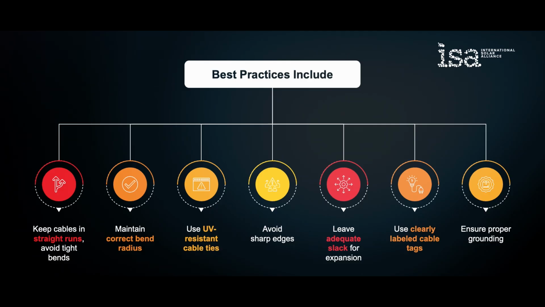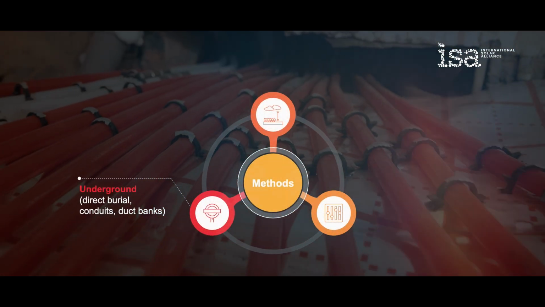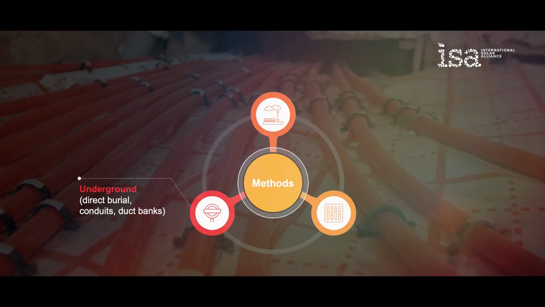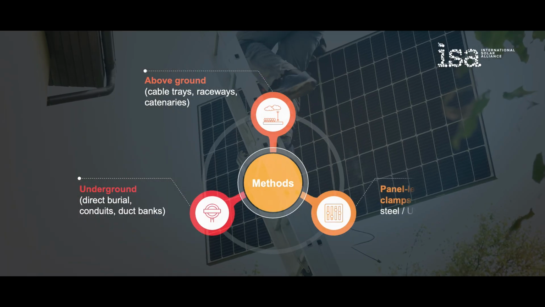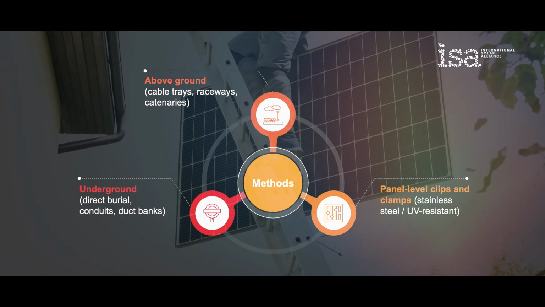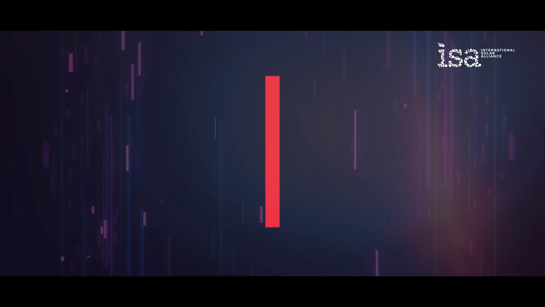Ensure proper grounding. Methods: underground, direct burial conduits, duct banks. Above ground, cable trays, raceways, catenaries, panel-level clips and clamps. Stainless steel/UV resistant.